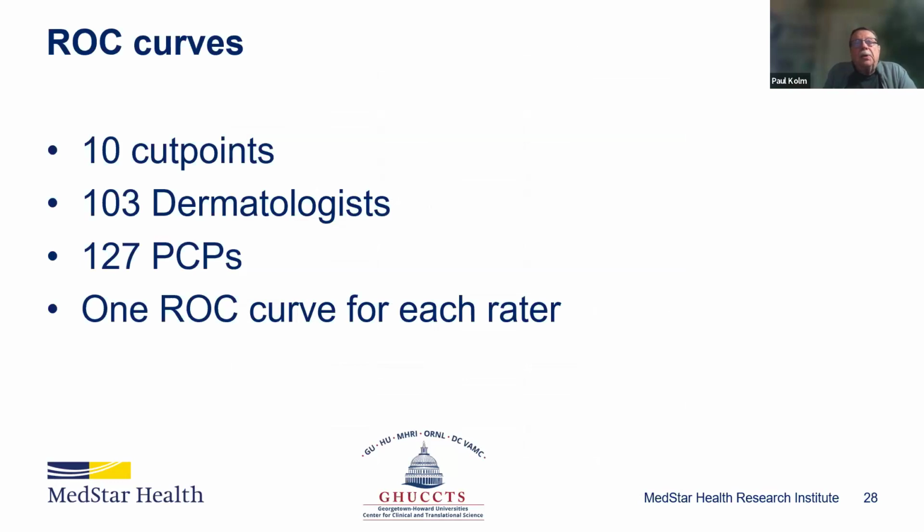So what we want to do, though, is compare the dermatologists with the primary care physicians. And so we'll do this using receiver operating characteristic curves. We have 103 dermatologists and 127 PCPs. So how do we do this? Well, obviously there's variability for each rater, dermatologist or PCP, because they have 30 different pictures to rate.